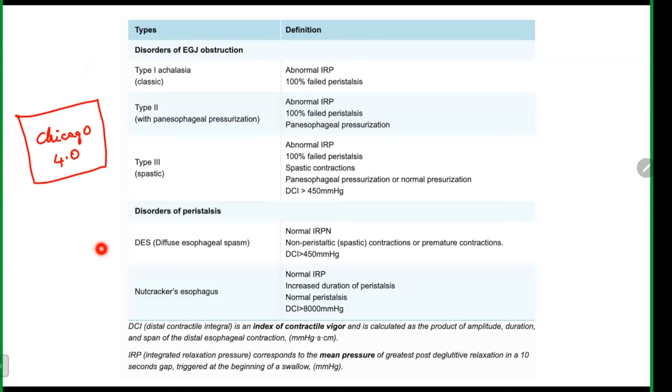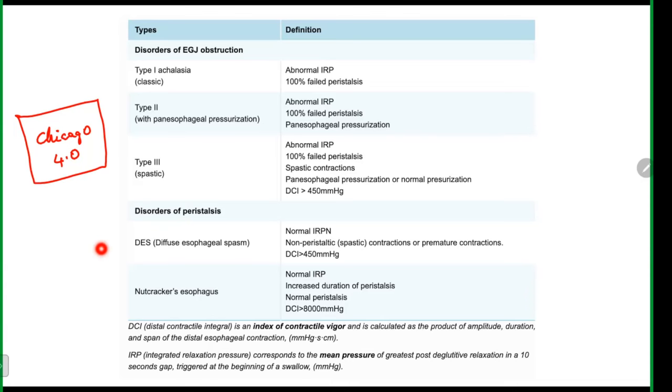Type 1 is nothing but classic achalasia. Here you have an abnormal IRP. What does IRP stand for? Integrated relaxation pressure, which corresponds to the mean pressure of greatest post-deglutitive relaxation. That is, after swallowing, during the relaxation phase, the mean pressure in a 10 second gap triggered at the beginning of swallowing. This is abnormal in type 1, type 2, as well as type 3 achalasia.